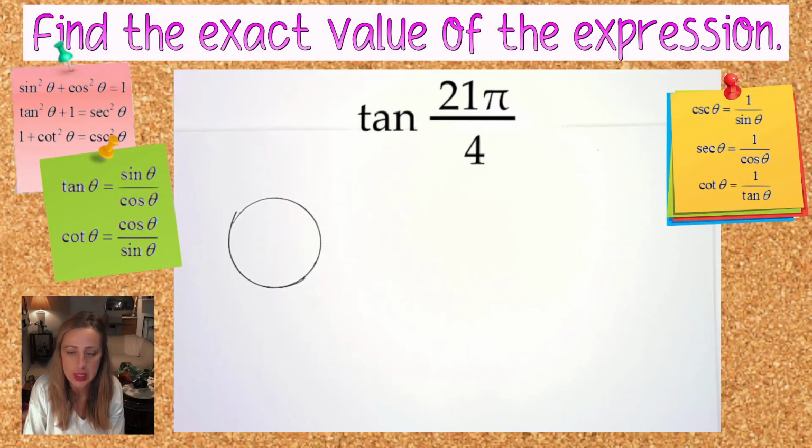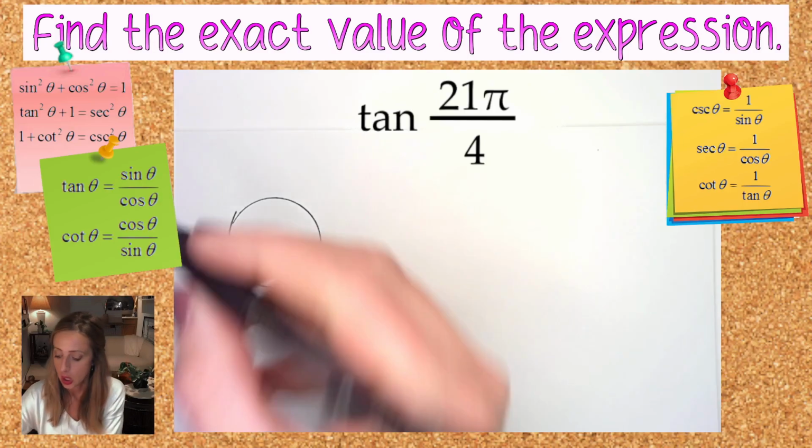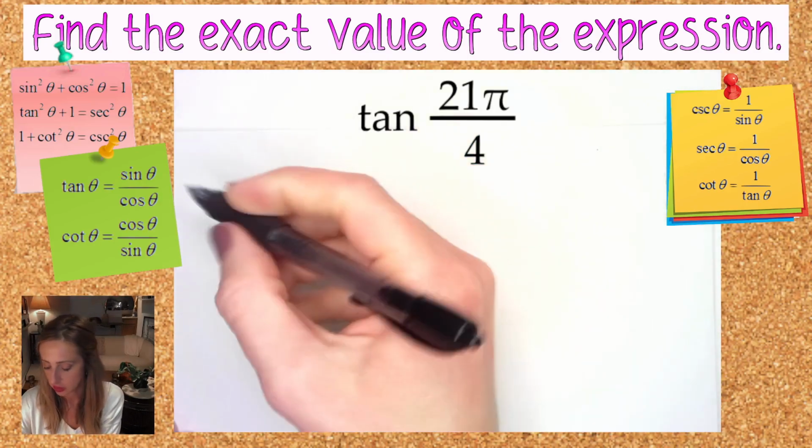Hey everyone, in this example, we are going to find the exact value of the expression tan of 21 pi over 4. Now, even though 21 pi over 4 is beyond the normal window of 0 to 2 pi, which is shown on the default of the unit circle, this is not anything impossible for us to be able to do. So what we're going to do first is I'm just going to sketch out a little circle.